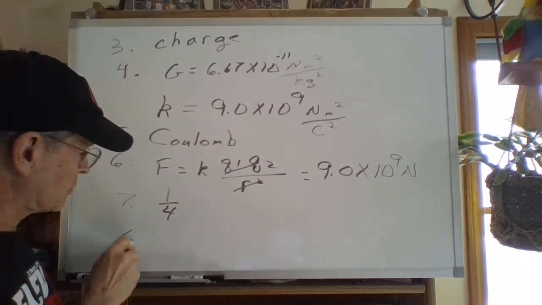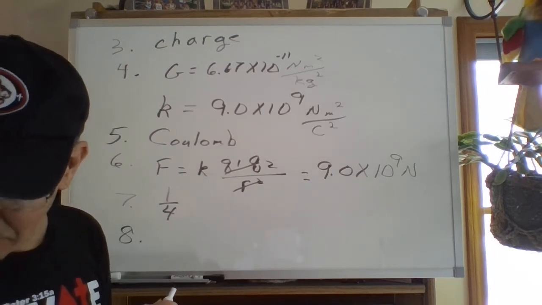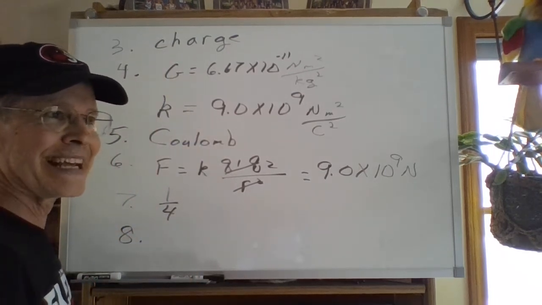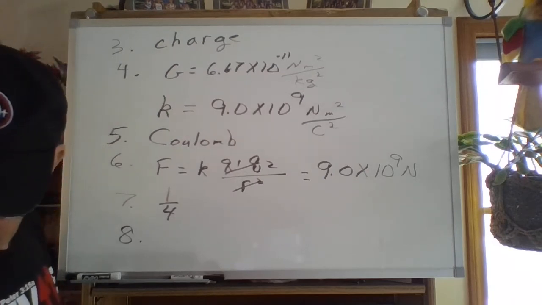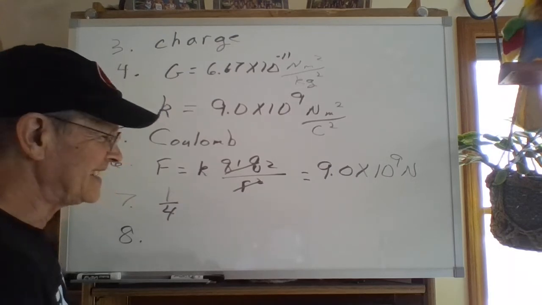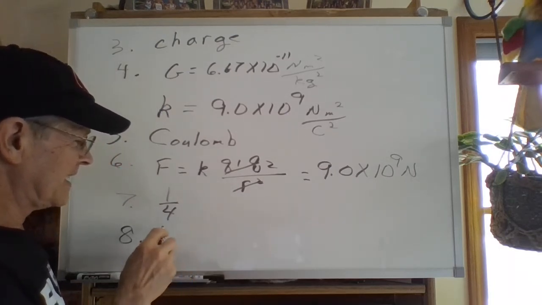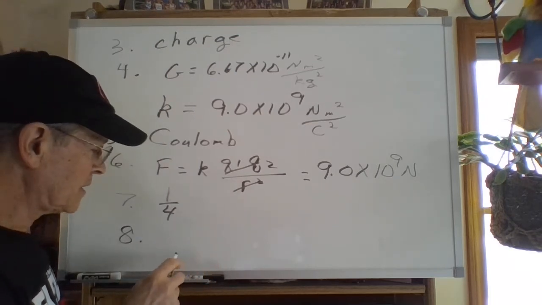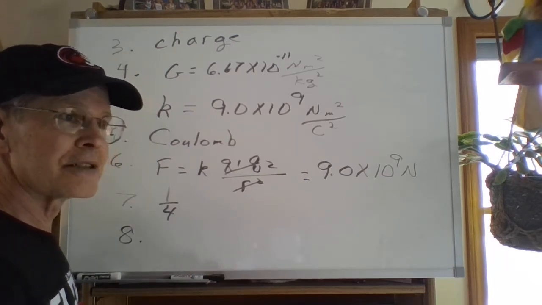Number 8, smallest quantity of charge possible as determined by Millikan in the famous oil drop experiment. We talked about that in the 18A section review. It turned out the smallest amount of charge that we know of in the universe is the charge on the electron.